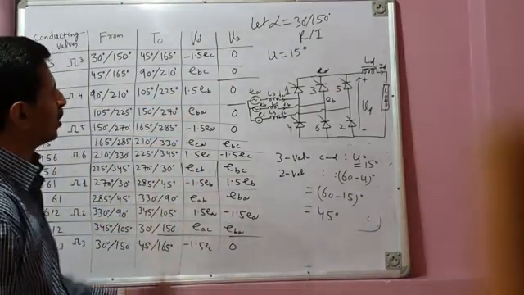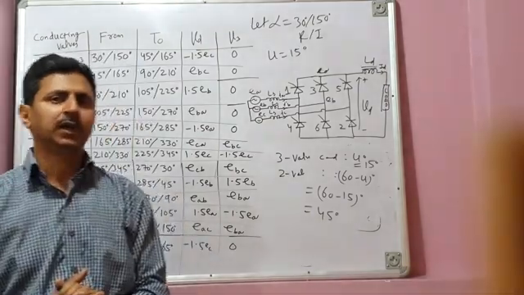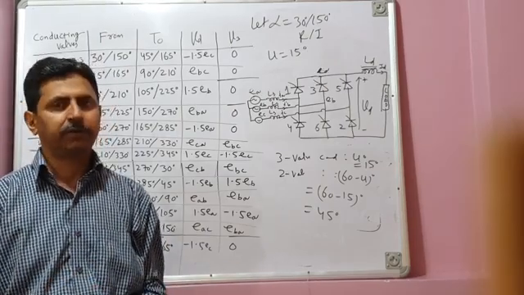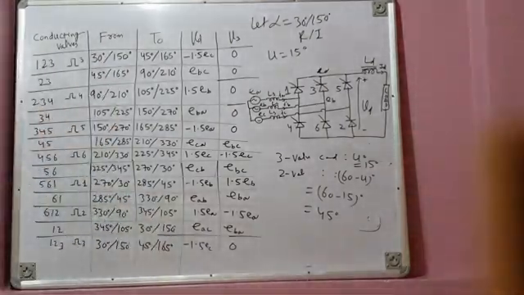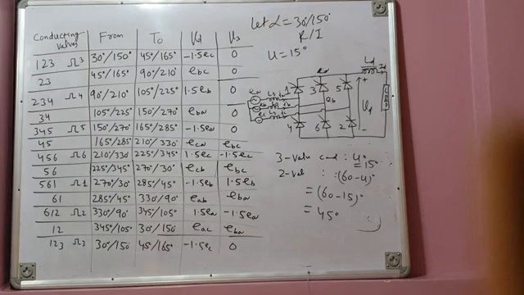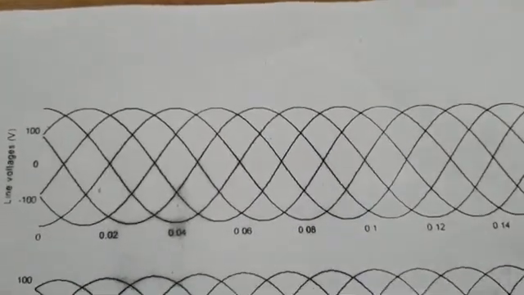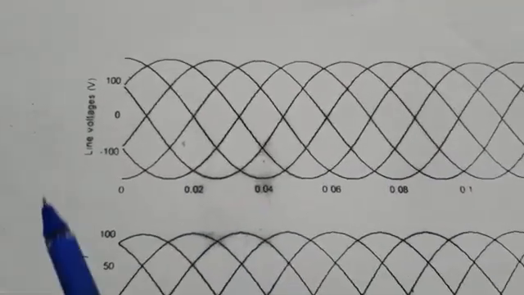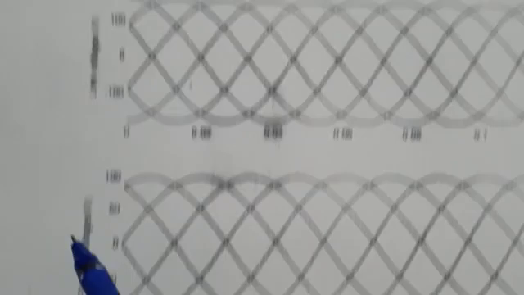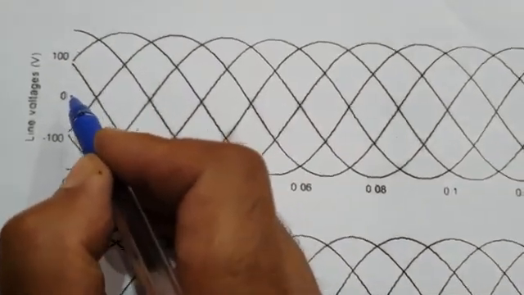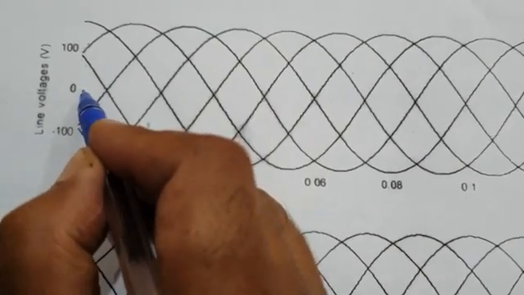So with the completion of this table, we are now ready to draw the waveforms. Let us go to the table and draw the waveforms. Let us start drawing waveforms. So this is my waveform sheet. So this is my line voltage and this is the phase voltage. So let me first of all draw the omega t axis.